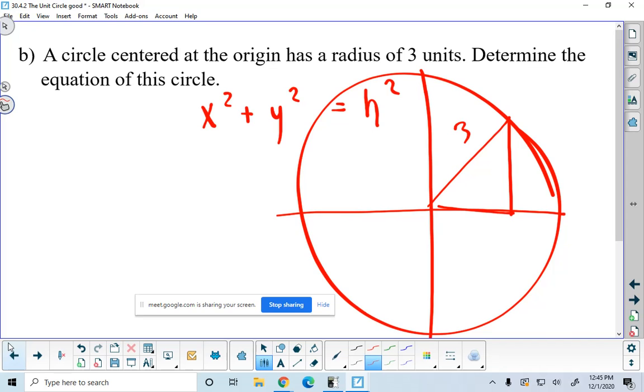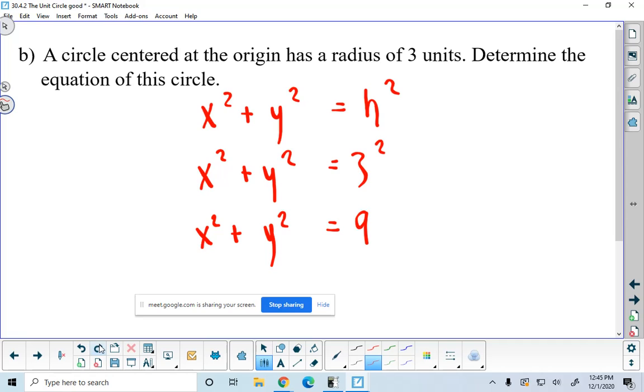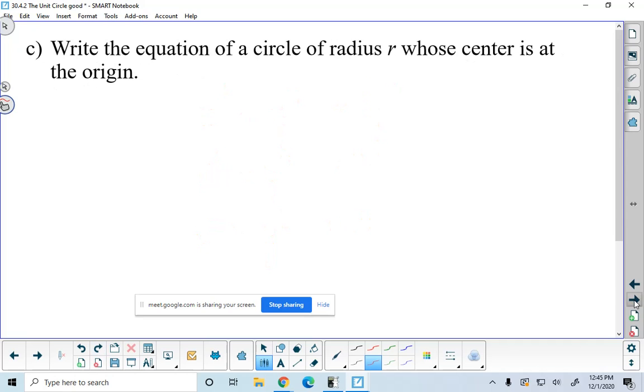And we're going to end up with x squared plus y squared is equal to 3 squared, or x squared plus y squared equals 9. So in general, what is the equation of the circle whose radius is r if it's centered at the origin? X squared plus y squared equals r squared.